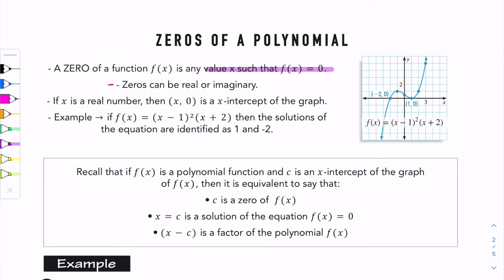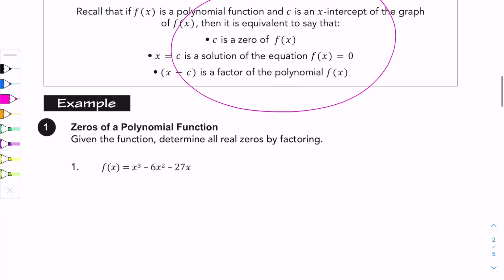So this box here, you can read through that. It's just typed out what I basically just said. Talks about intercepts and how you write them.